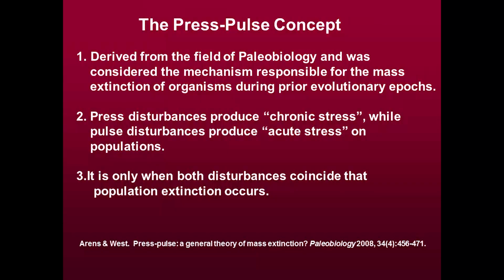Where did this idea of press pulse come from? This is actually derived from the field of paleobiology. It was considered a mechanism responsible for the mass extinction of organisms during prior evolutionary epochs. So press disturbances produced a chronic stress on populations, while the pulse disturbance produced an acute stress on populations. But it was only when both of these stresses coincided that there was mass extinction of organisms. So you can see the connection.